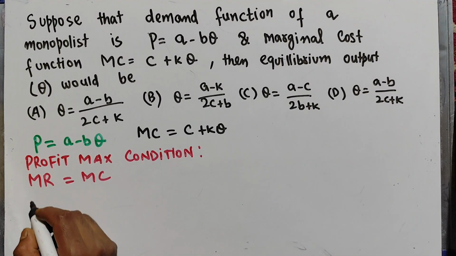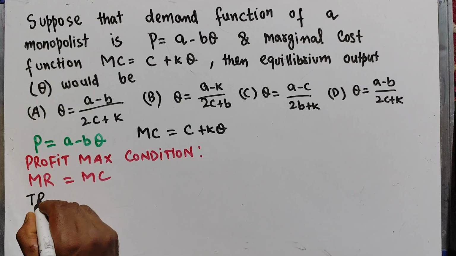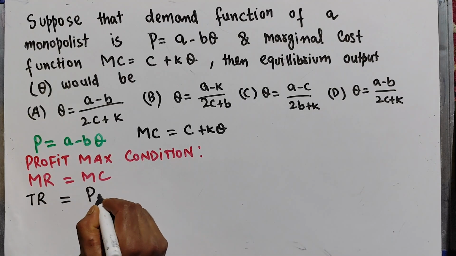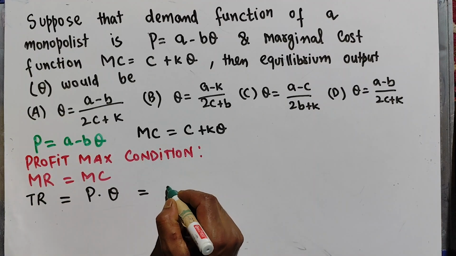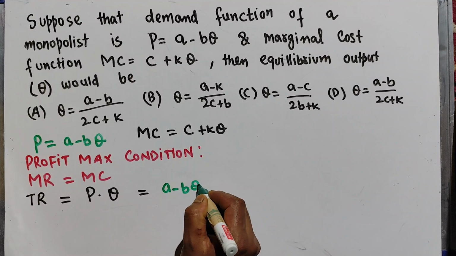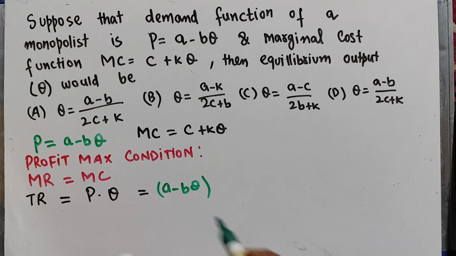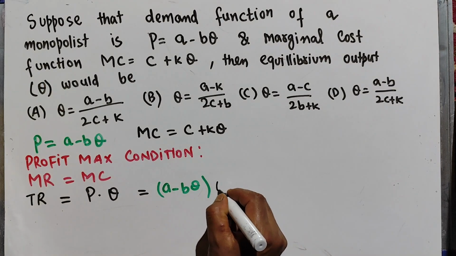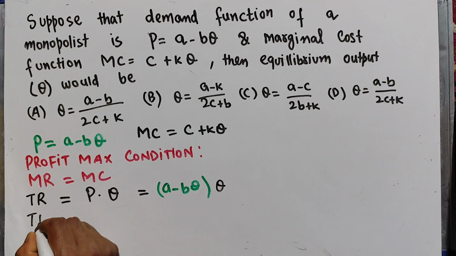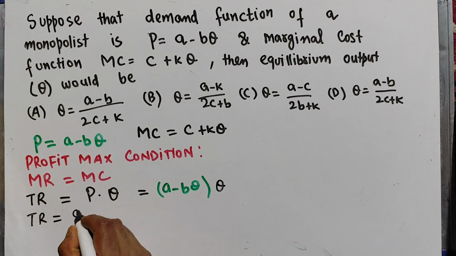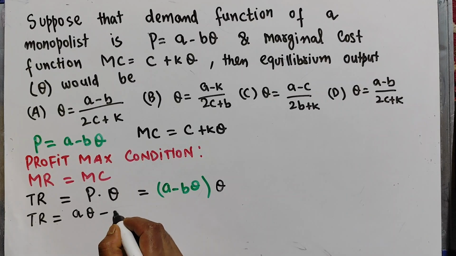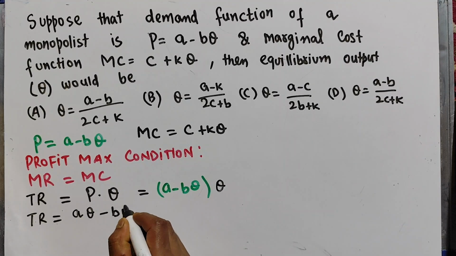So to find out the marginal revenue, first we need to find out the total revenue. Total revenue is simply price into output. P is being given to us by this very inverse demand function, A minus BQ, and we need to multiply it by Q, that is the output. So multiplying Q to each of these terms, it becomes AQ minus BQ square. This is the total revenue function.